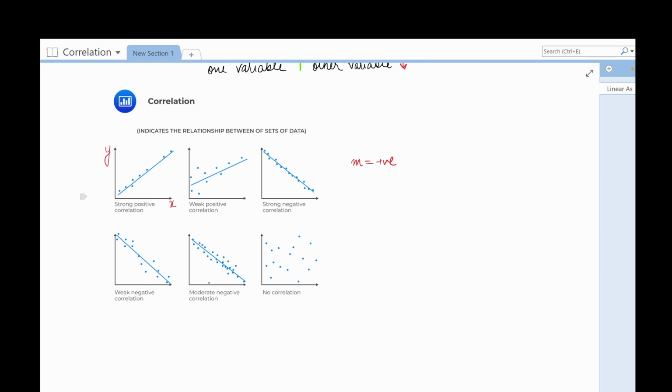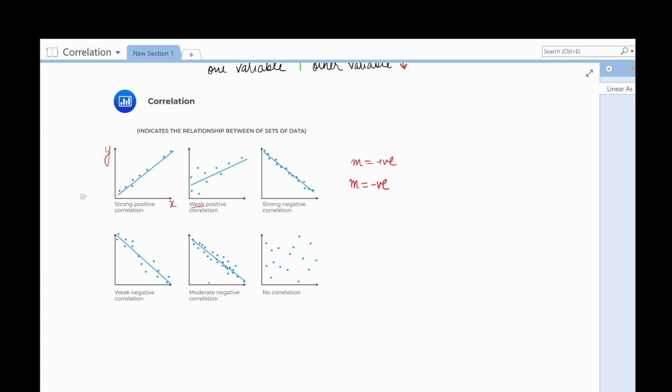In the next one, we see that there is a positive correlation, but since the dots are a bit scattered here, we say that this is a weak positive correlation. In the next one, there is a downward sloping line, so it shows a strong negative correlation because the m, that is the slope here, is negative. Next we move on to the weak negative correlation where the dots are a bit scattered, but still it is downward sloping, so it is a negative correlation.